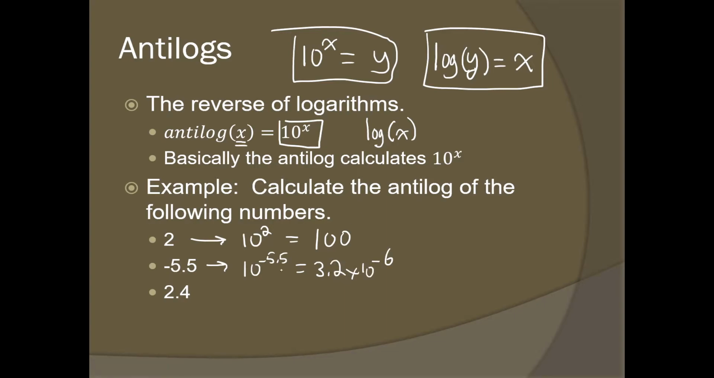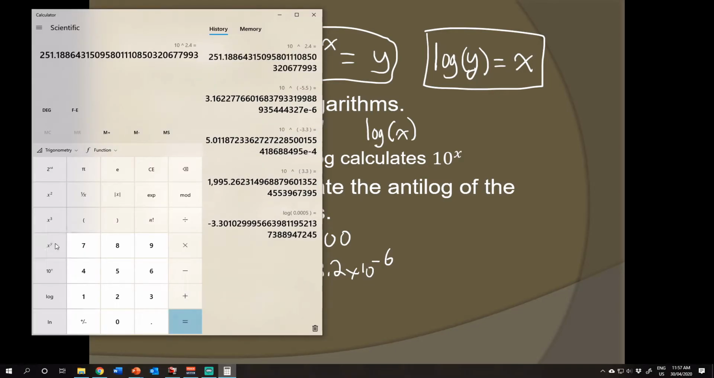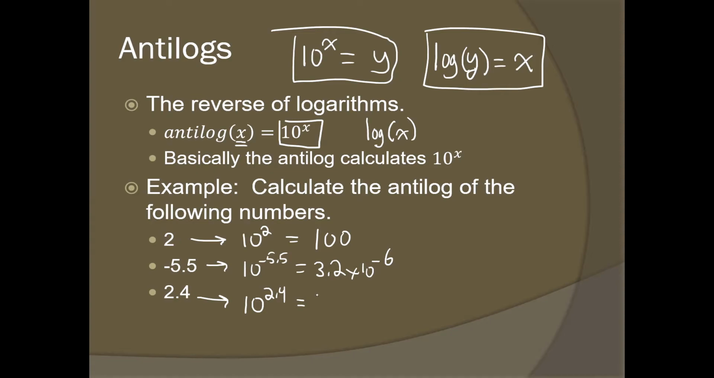And then the last one, you do the same thing. 10 to the power of 2.4. Then throw that into a calculator. 10 to the power of 2.4, about 251. Or with proper significant figures, this would be 2.5 times 10 to the 2. So that's the antilog. The antilog is basically you just take the number and apply it as a power of 10. The logarithm of a number gives you the power of 10 necessary.